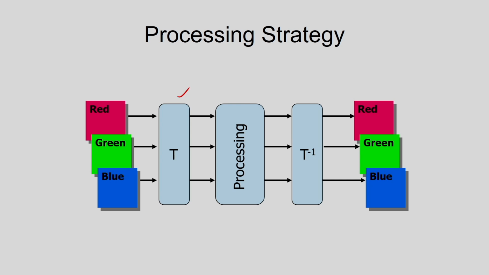So what is this transformation? Suppose the RGB values I can convert into HSI, the hue, saturation and the intensity. And after this, I can process only the intensity component, or maybe I can process the intensity component and the color components separately. That is the processing. After this, I have to do the inverse transformation. That means the processed HSI value is converted into RGB. That is the processing technique.